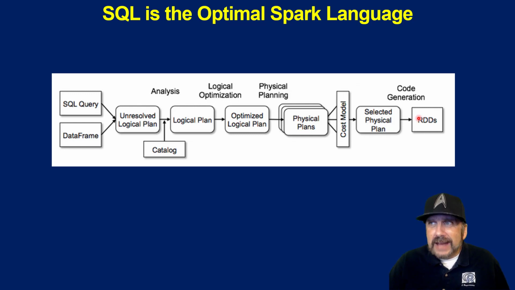Now, in the end, it has to go back to using resilient distributed data sets, because that's the currency of Spark. That's what it's actually got to work with under the covers. But you don't need to use RDDs. In fact, it's far more efficient and performant for you to rely on SQL and data frames instead.